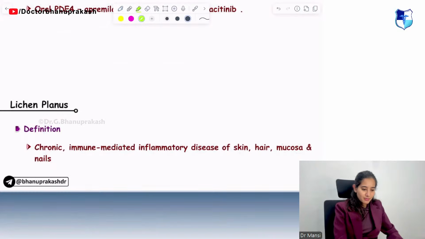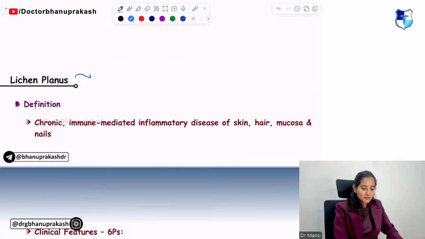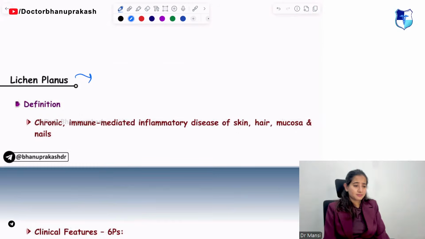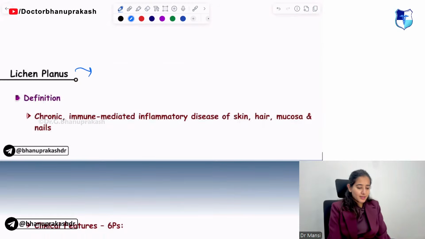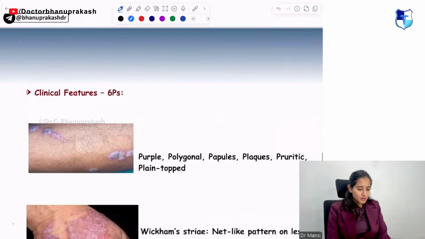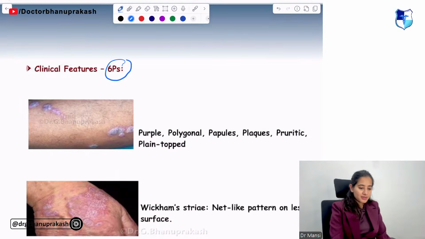Now we move to lichen planus, as everyone has been telling for so long. What kind of surface is involved? Is it extensor or flexor in this? It's a chronic immune mediated inflammatory disease of skin, hair, and mucosa, and there will be nail changes. Flexor involvement, absolutely right. So the clinical features are very important. We have the 6 P's in this. What are these 6 P's?